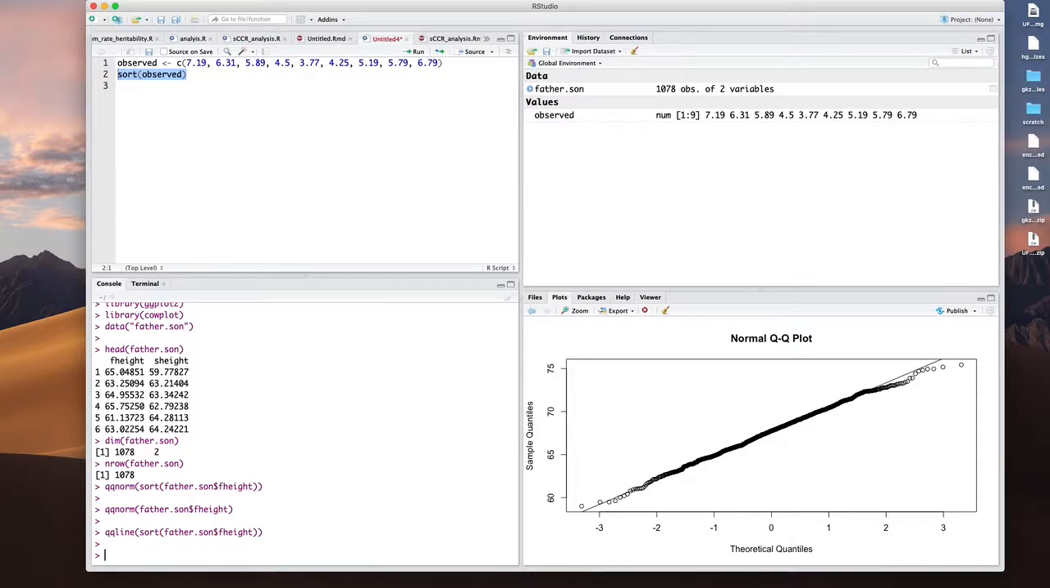So, not surprisingly, this fits a Gaussian distribution pretty darn well because I think it's pretty well known that heights are sort of a canonical normally distributed trait. So that's somewhat comforting, that it actually does look like it's normally distributed.